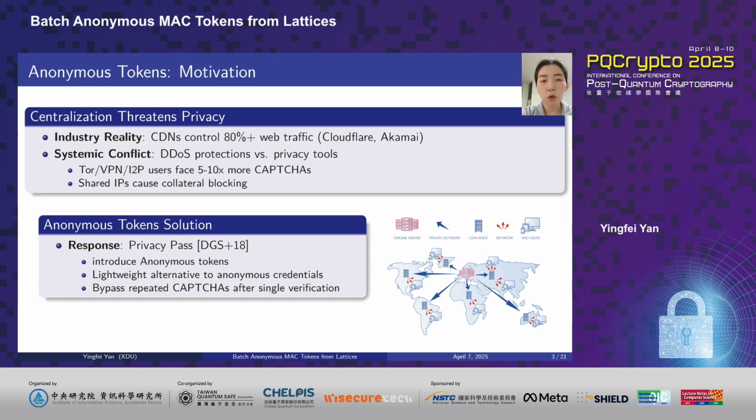With content delivery networks, or CDNs, growing like crazy, control over what we see on the internet is getting more and more centralized. But here's the catch. While they are trying to stop bad stuff like DDoS attacks, they sometimes additionally block legit traffic from shared IP addresses. And if you are someone who cares about your privacy, using tools like Tor, VPN, or H2P, you'll probably face endless CAPTCHAs. These prove-you-are-human tests end up discouraging privacy tools, exactly what we don't want. Responding to this, Privacy Pass introduced anonymous tokens, a lightweight and efficient alternative to traditional anonymous credentials, so one CAPTCHA gets a token and bypasses future checks.